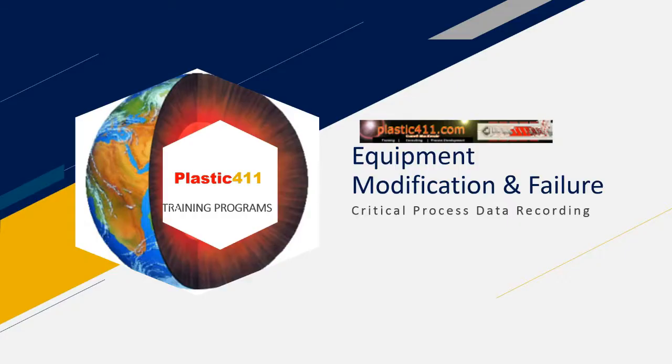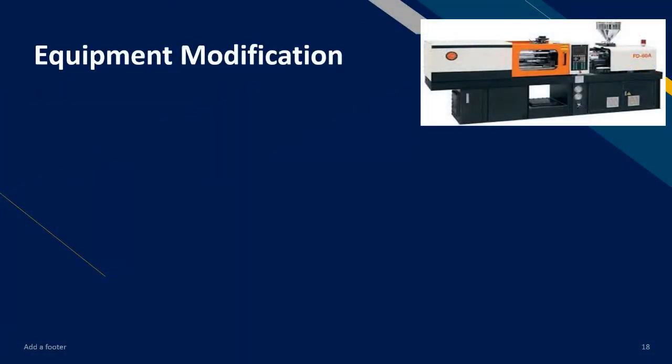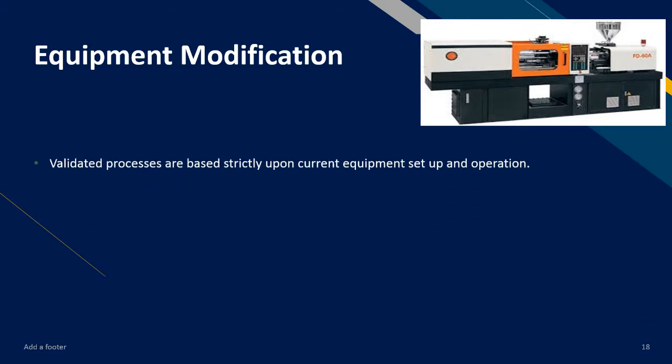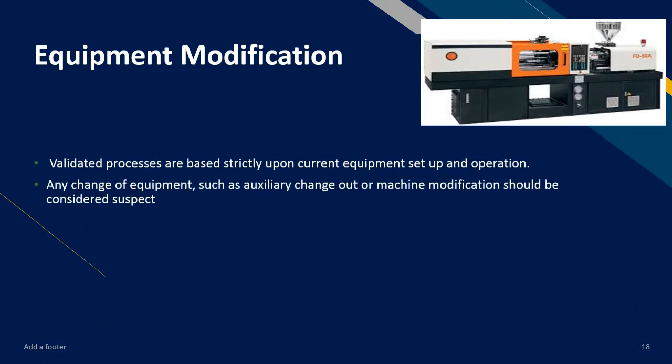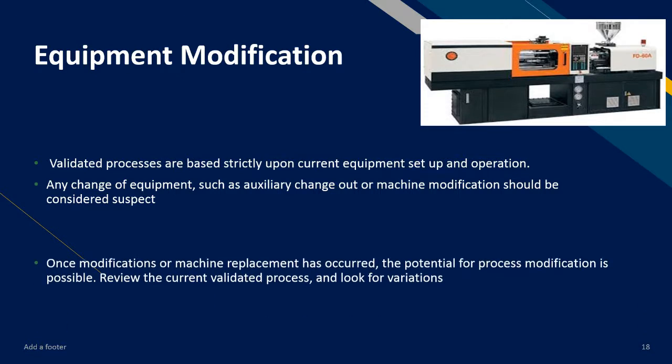Now in this next section, we're going to cover equipment modification and failure. Let's take a look at making modifications to our equipment. Validated processes are based strictly upon what was the current equipment setup and operation. So anytime that we change equipment, such as making an auxiliary change out or do a modification to a machine, we should consider that to be suspect in terms to our validated process.